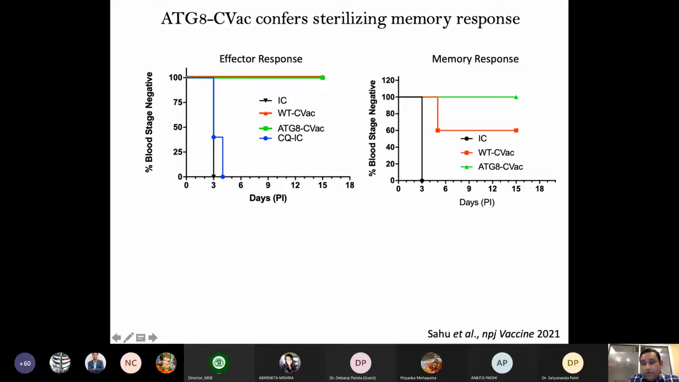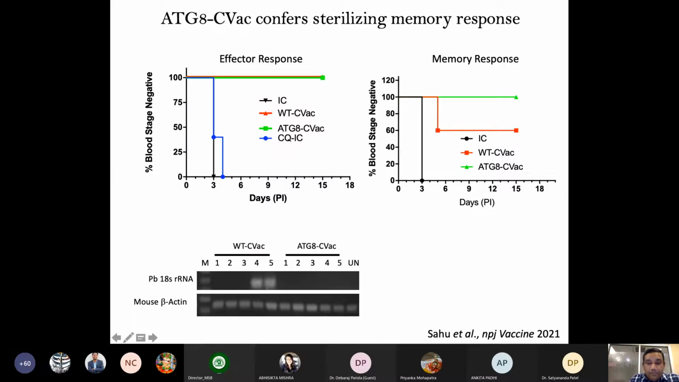Normally we look at positive or negative in the blood smear, but to be sure, you have to validate using molecular tools. So we validated by doing PCR on the blood of these mice. There are 5 mice in the group, and as you can see, in the wild type CVac, 2 were positive. That's the 40% positive, and then in the ATG8, all of them were negative. We took mouse beta actin as a control gene here, just to see our PCR is working.